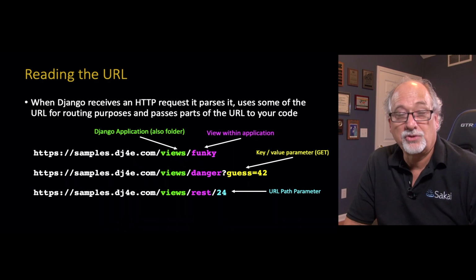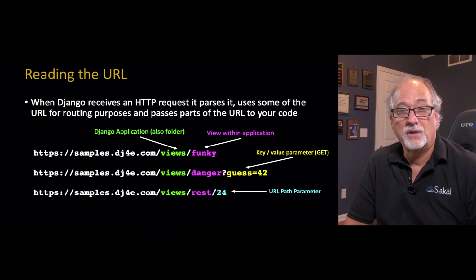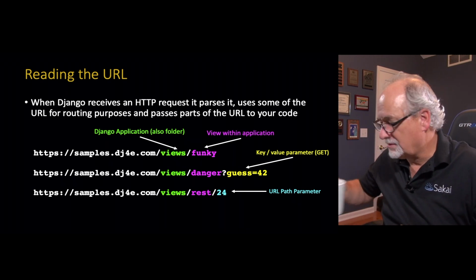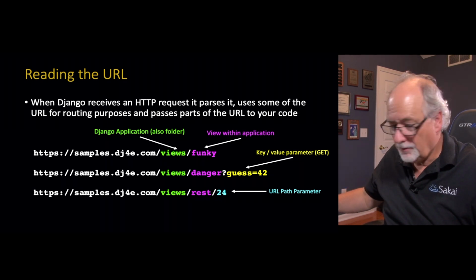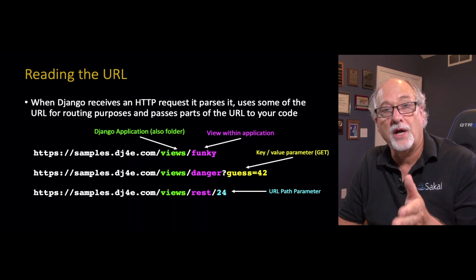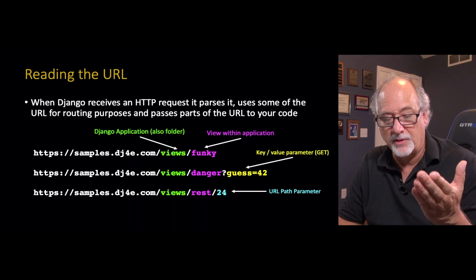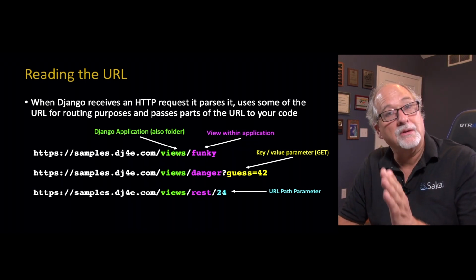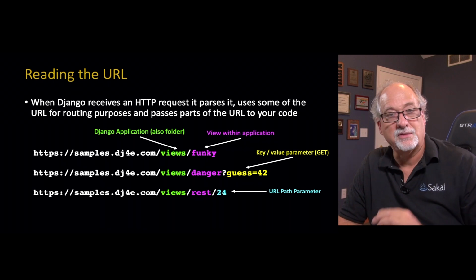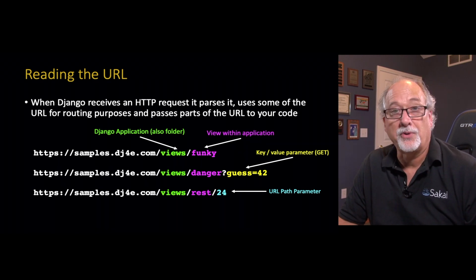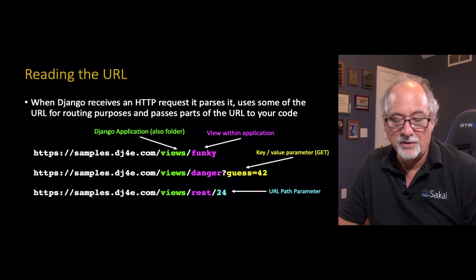Now within that, usually the next chunk is the view. And that view within the application is defined in urls.py. And then after that, there are two kinds of parameters. One is a key-value parameter that comes after a question mark. It also uses ampersands for that. And then sometimes we just put parameters after slashes. This is more of a REST style URL that's very pretty, and you put the parameters right on the URL rather than the question mark, which is sort of the old school way of doing all this stuff.